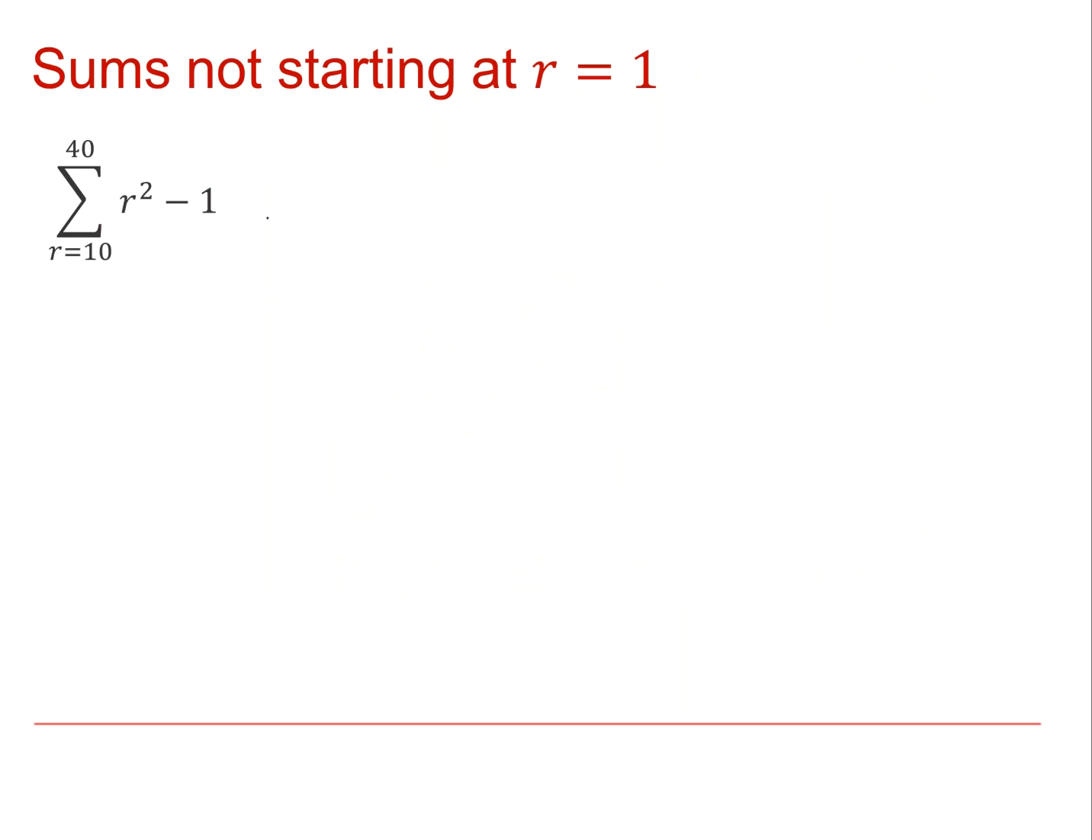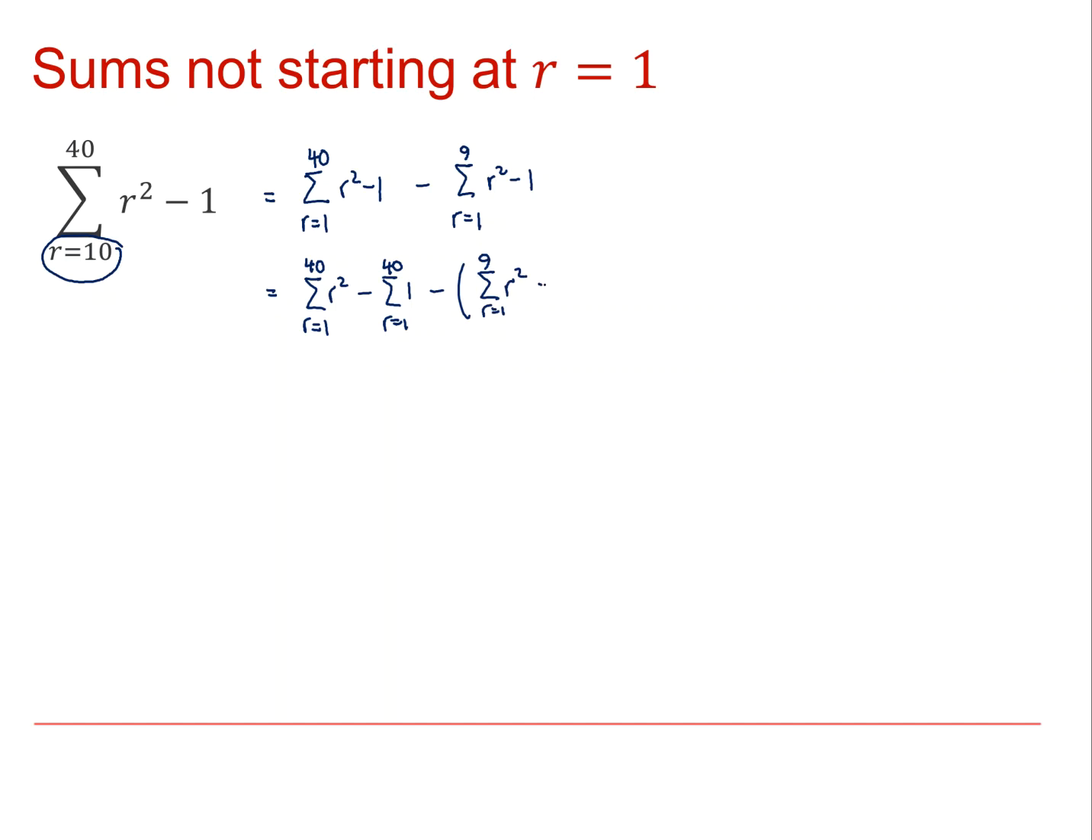Sometimes the sums don't start at r equals 1, and it's very easy to make mistakes with the limits here. If I'm summing from r equals 10 to 40, that's the same as taking the sum from r equals 1 to 40 and subtracting the sum from r equals 1 to 9, because I need 10 in the sum. 10 is included, so I want to get rid of the numbers up to 9. So that's the sum from r equals 1 to 40 of r squared minus the sum from r equals 1 to 40 of 1, take away the sum from r equals 1 to 9 of r squared minus the sum from r equals 1 to 9 of 1. Taking care again with the brackets because I've got too many negative signs.